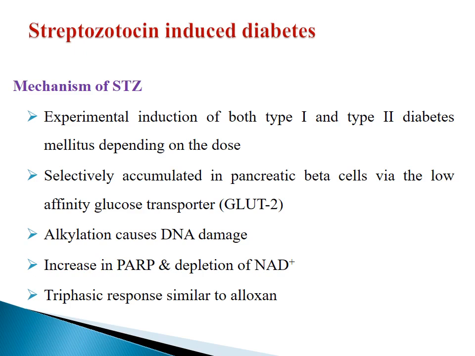Similar to Alloxan, streptozotocin also exhibits a triphasic response, that is, first phase of mild hyperglycemia, second phase of hypoglycemic death in animals, and third phase of persistent hyperglycemia. However, the rate of death of animals in the second phase is less as compared to Alloxan.